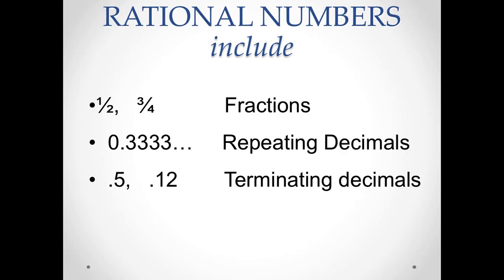Rational numbers include fractions, repeating decimals. Repeating means the decimal which repeats after the point. It goes on repeating the same number. Terminating decimals. Terminating means after the decimal the number stops. It does not repeat. For example, 0.5 or 0.12.